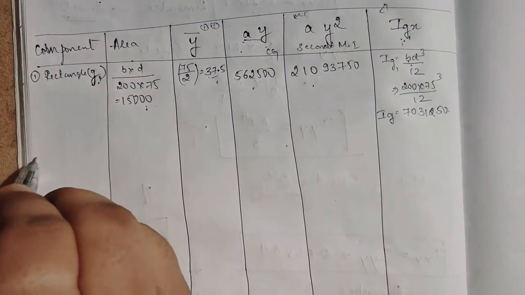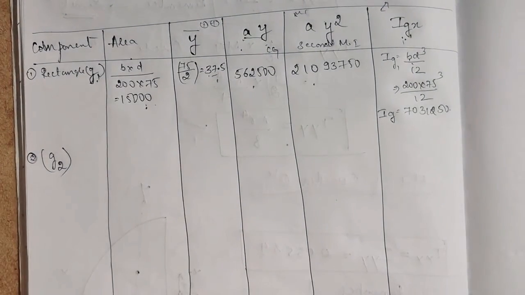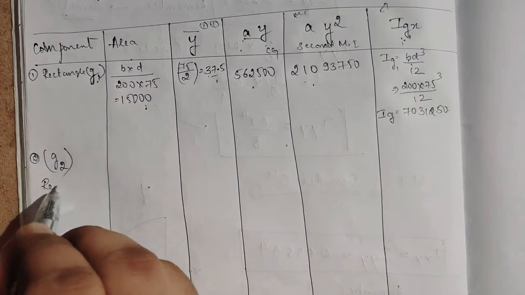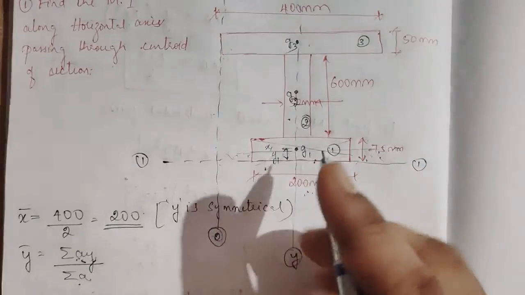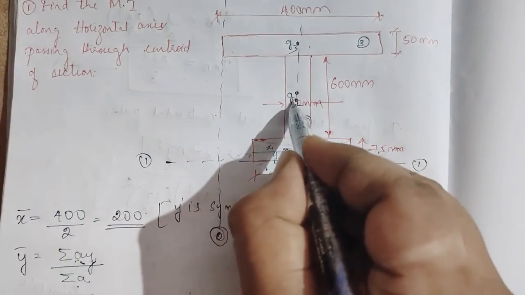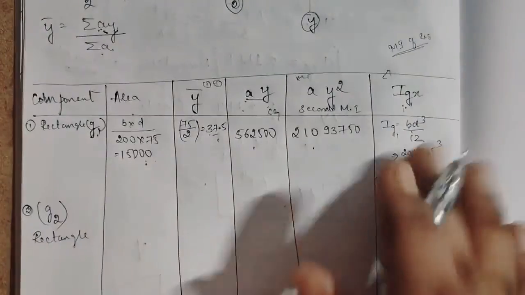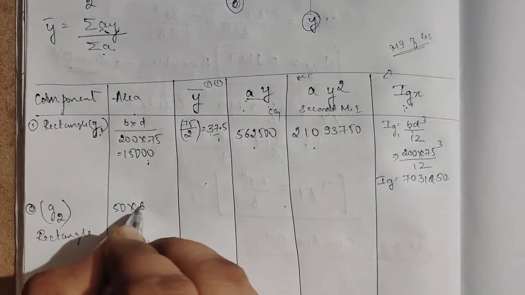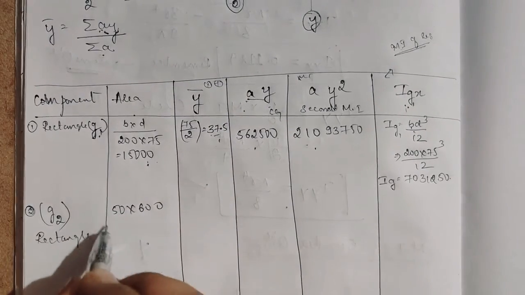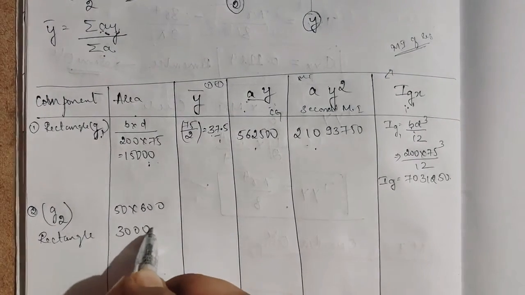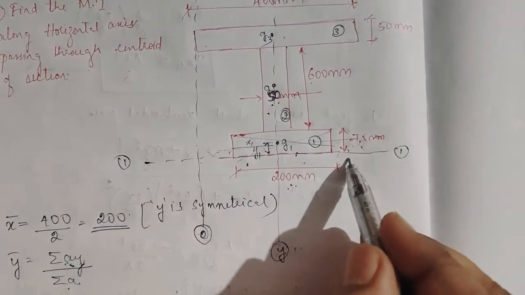So the second component is also a rectangle. I'll take it directly as G2. So what is its value? It is 50, so it is overlapped. So it is 50 into 600, it will be around 30,000. So I want the y distance from axis 1.